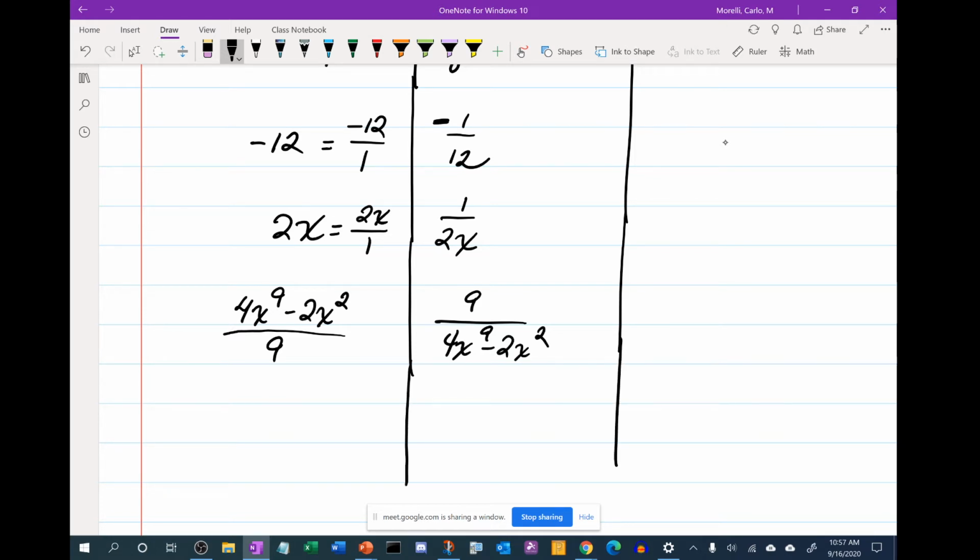Finally, 5 open parentheses x plus 3 close parentheses. What is the reciprocal of this expression? 1 over 5 open parentheses x plus 3. There's a number of people in this room who clearly got this. You guys take whatever it is, flip it, okay? Just flip it. Don't think too much about it.